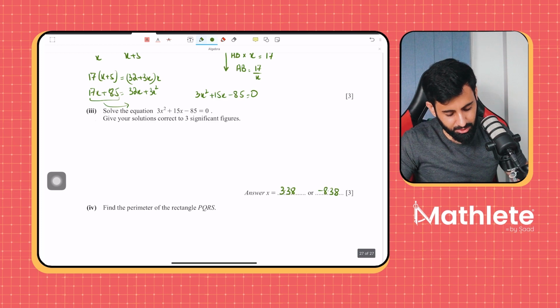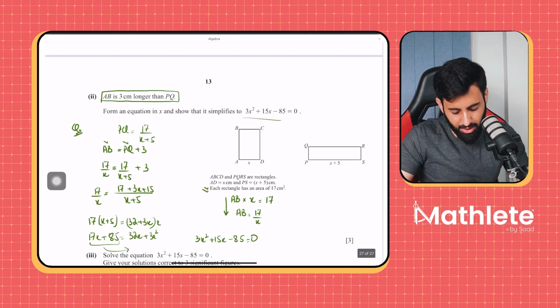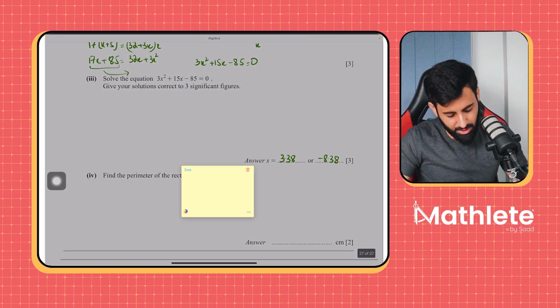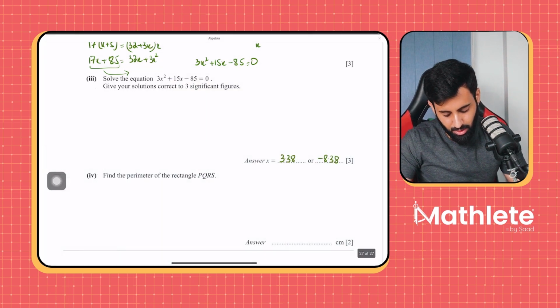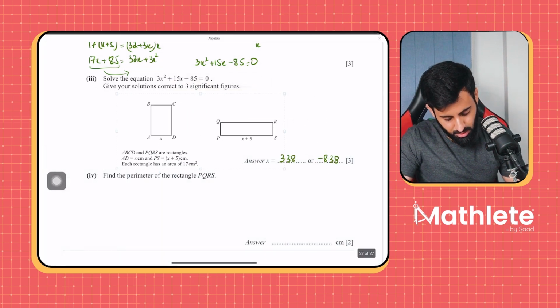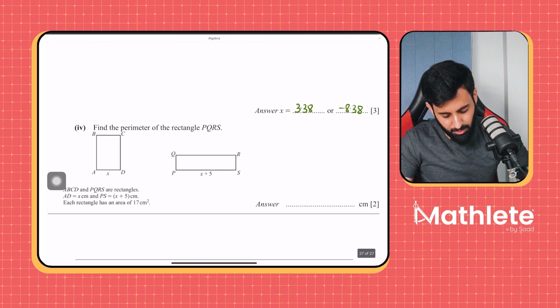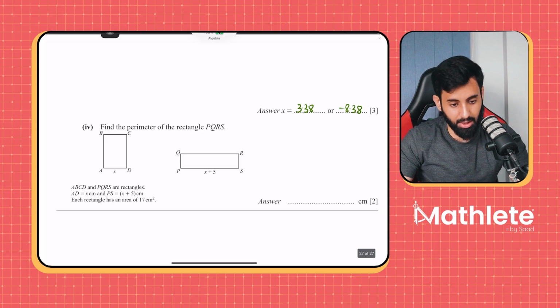Now this is what I was talking about. Now you have a follow-up question, where you have to find out the perimeter of a certain shape. Now this is the point where you have to decide what value of x you're going to use. Okay, so I want you guys to do this. You have the two values right in front of you. You have to find out the perimeter of PQRS.